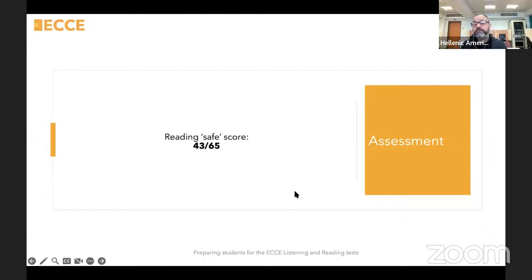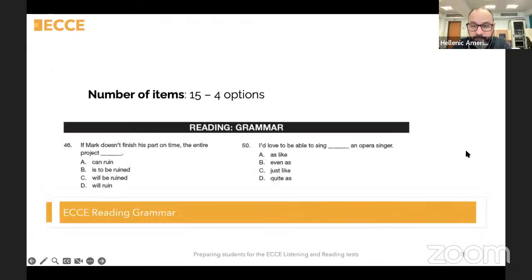Well, anything from 43 correct answers and above should be a safe score, which will help the test takers pass that particular section of the exam. So anything higher than that, of course, would be a great score for your students when you're preparing them for the test. So grammar, a very familiar format.